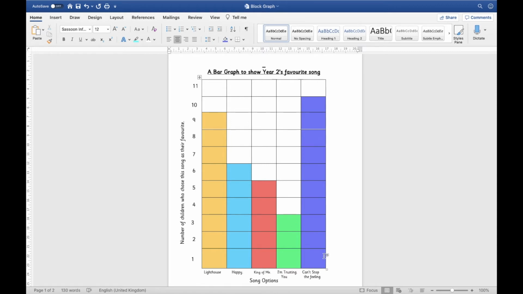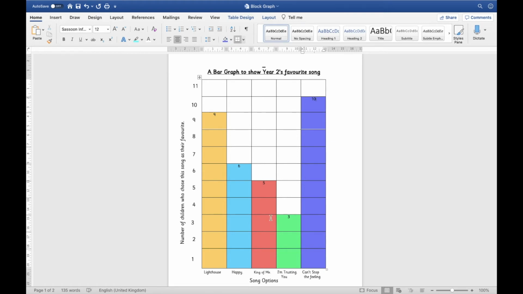So for this one, goodness, there looks like there's a lot of blocks coloured in. So instead of counting this, I'm just gonna look. The top one here lines up to the number 10. Okay, so just so I don't forget, what I'm going to do is I'm going to write the numbers at the top of each. So Lighthouse got 9, Happy got 6, King of Me 5, I'm Trusting You got 3, and Can't Stop the Feeling, which I chose as my favourite, got 10. I know that some other people did, and you've told me that, so we chose the same.